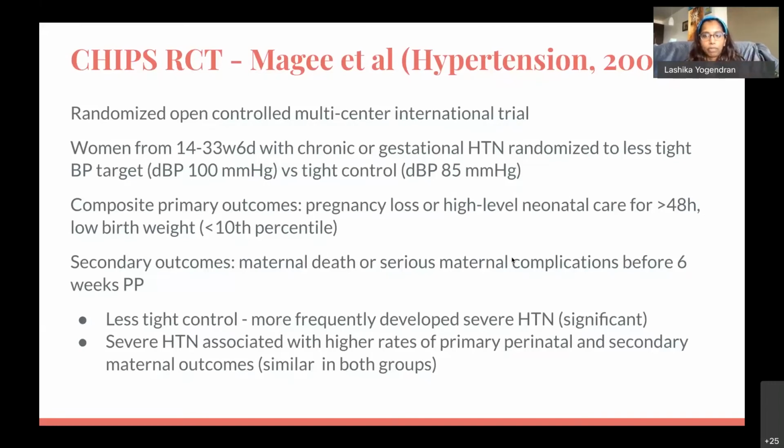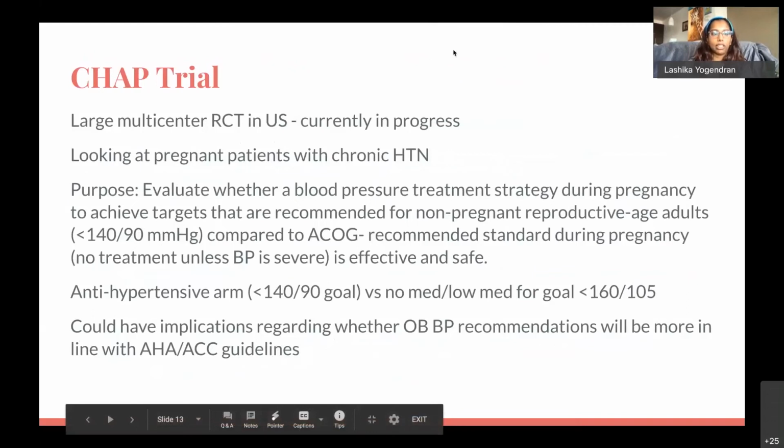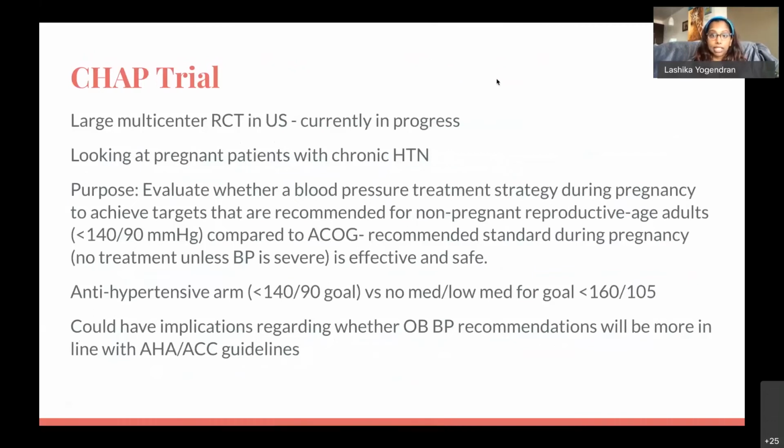This study, I think, was controversial because experts differ in how they interpret it. The deficits from this trial are hopefully going to be addressed in an upcoming trial called the CHAP trial. I think it's currently in progress, and it would be a really good journal club for people that are OB inclined in the future when it comes out. Basically, it's the Chronic Hypertension and Pregnancy project, a large multi-center RCT that's currently in progress.